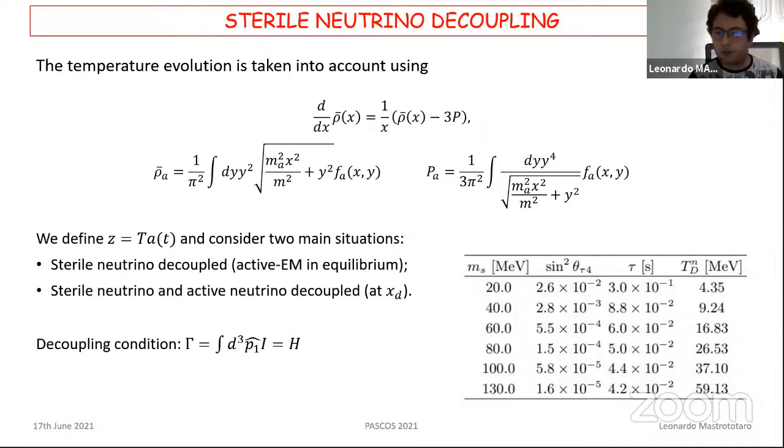There are two main situations for the temperature evolution. The first is when the sterile neutrinos decouple, and so only active neutrinos, electrons and photons are coupled and in equilibrium. The second is when the active neutrinos decouple at a temperature of 5 MeV. In the slide, I have put the decoupling condition that we used, and it's possible to see also a table with the decoupling temperature for some relevant parameters of the sterile neutrinos. For the chosen masses, the decoupling temperature is always below the QCD phase transition temperature, and its maximum is at 50 MeV.